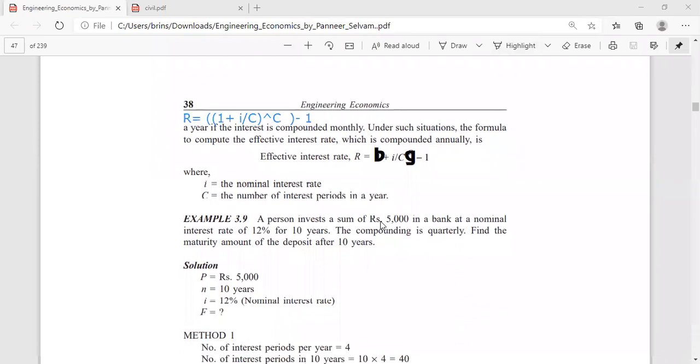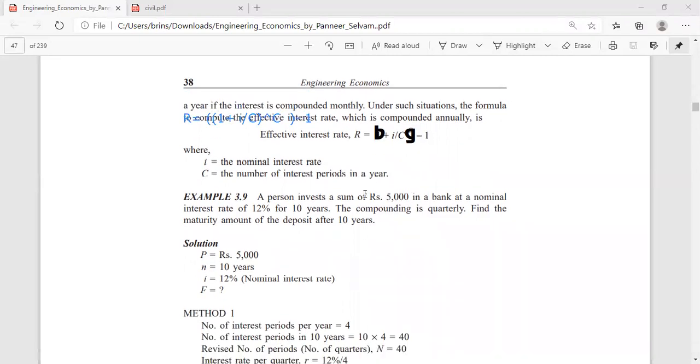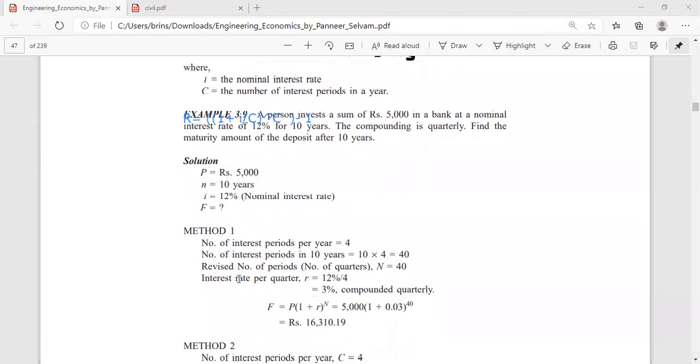Okay. So moving on to the question. A person invests a sum of 5,000 in a bank at a nominal interest rate of 12% for 10 years. The compounding is quarterly. Find the maturity amount of the deposit after 10 years. So he's having a principal amount. So principal amount is 5,000 here. The tenure is 10 years, so that is your period. N is 10 years, and the interest rate is 12%, right? So which is a nominal interest rate.